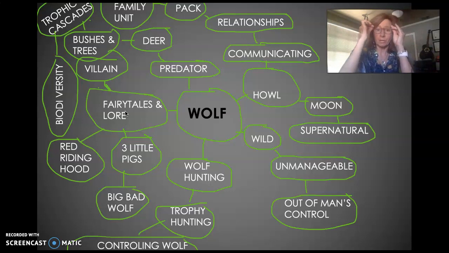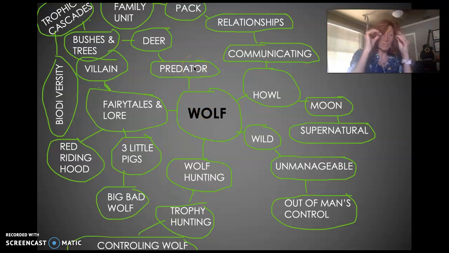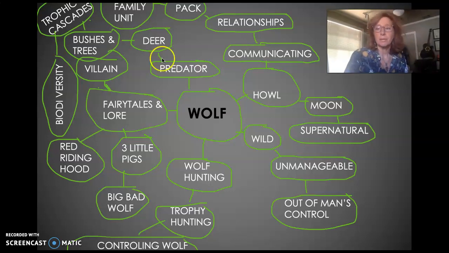So you can do wolves and lore, or the fairy tales and lore, the villain, and then I stopped there with the villain. And then I came up with wolf as predator. Okay, so the wolf's a predator. What do they predate? Which means what do they eat? They eat deer. And then it made me think about, what do the deer eat? Okay, the deer eat bushes and trees. And then it led me to think about trophic cascades.